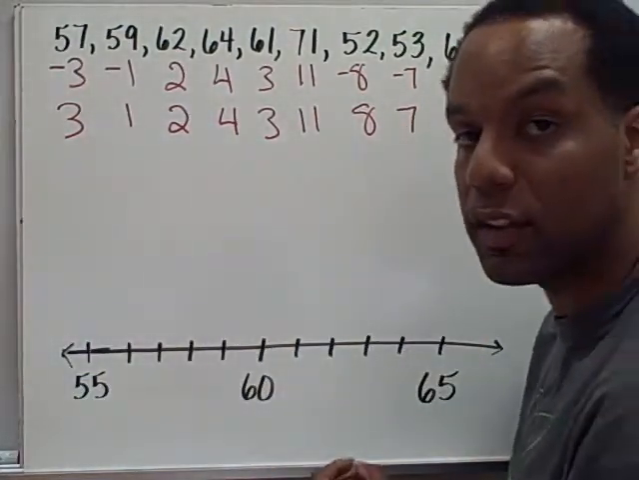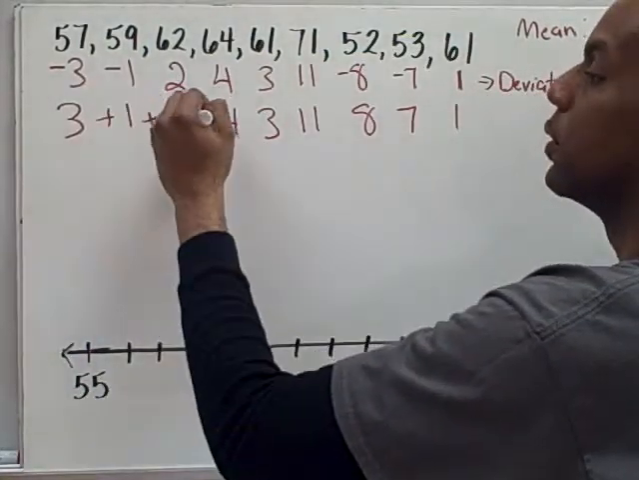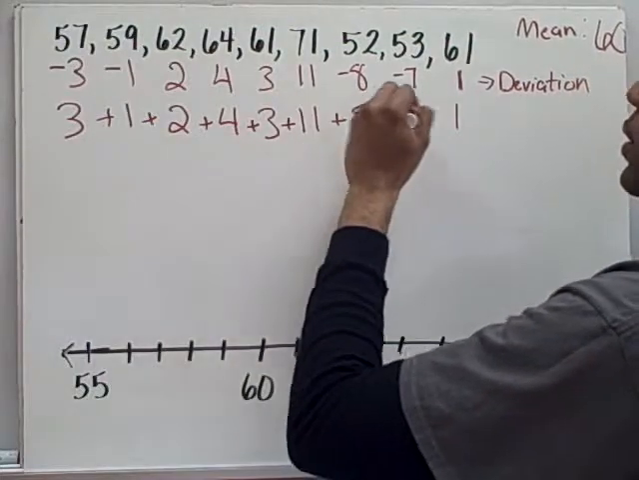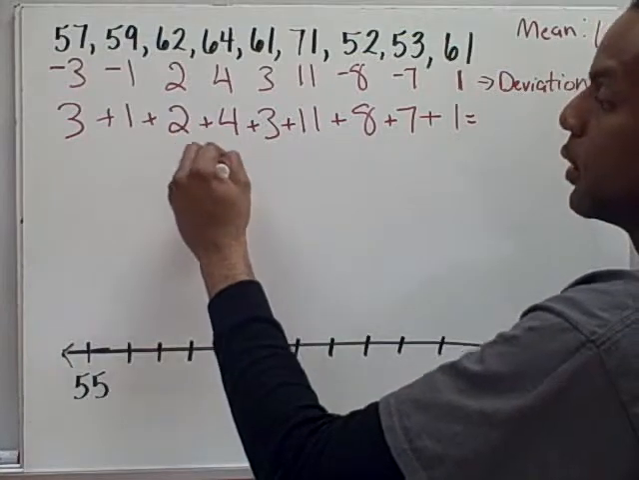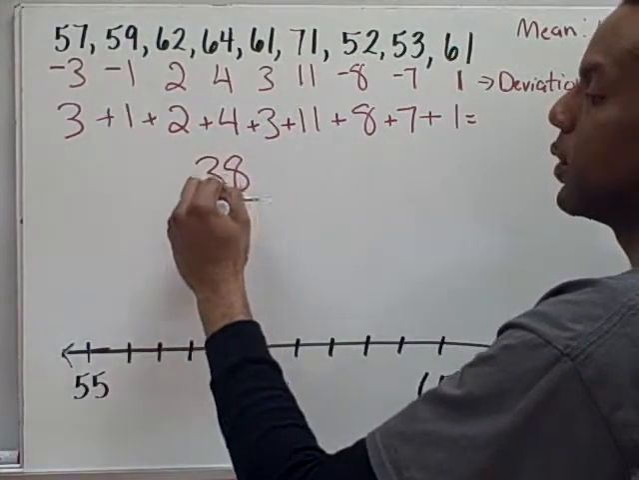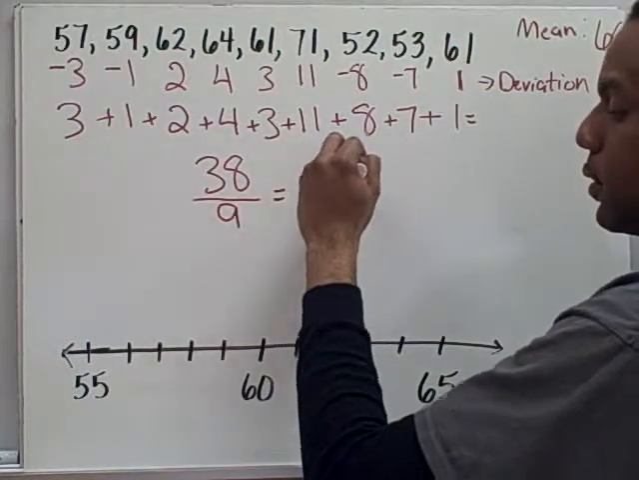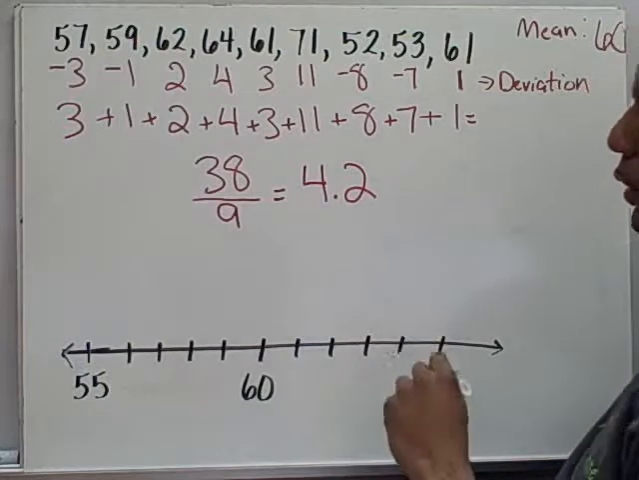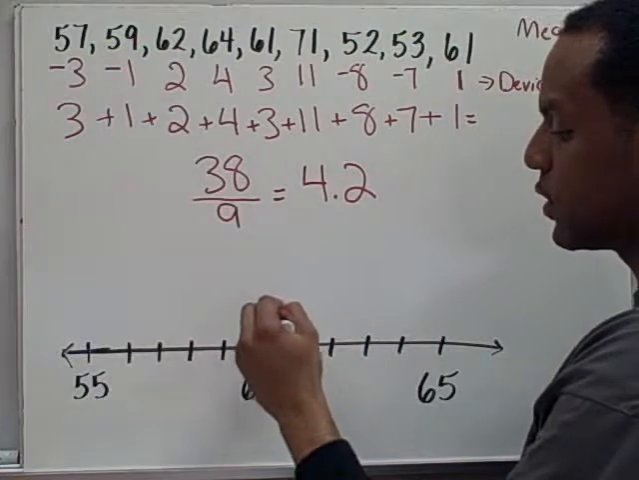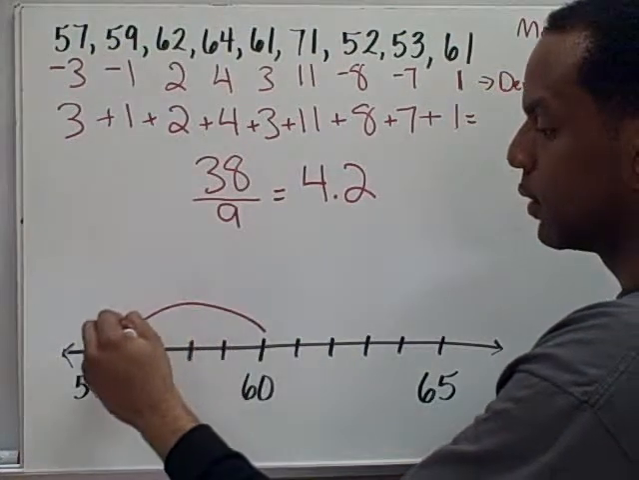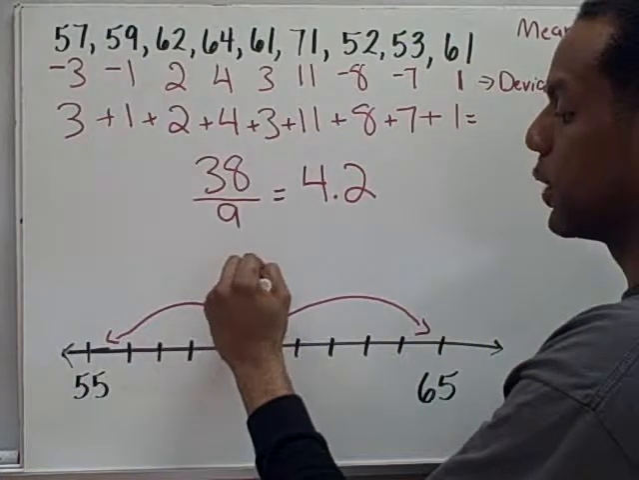Now we're going to add all of these numbers up and then divide by how many numbers there are. And this will equal 38. And then we do 38 divided by 9, and that equals 4.2. So what this means is that our mean absolute deviation from 60, either way, will be 4.2.